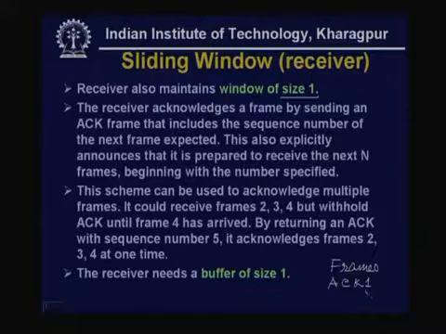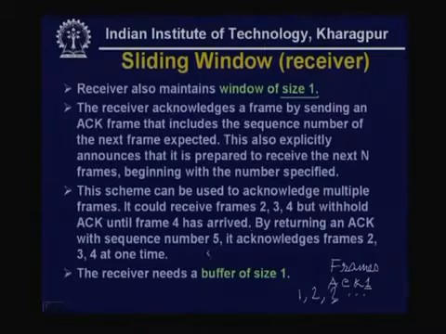That means, with this number 1, it can receive 1, 2, 3, in this way from 1 up to n minus 1 frames, that is 2 to the power k minus 1 frames, one after the other. So, this readiness is conveyed by the receiver. This scheme can be used to acknowledge multiple frames. So, it is not necessary that for each frame received by the receiver, it has to send an acknowledgement. It is possible to send a single acknowledgement for a number of frames.